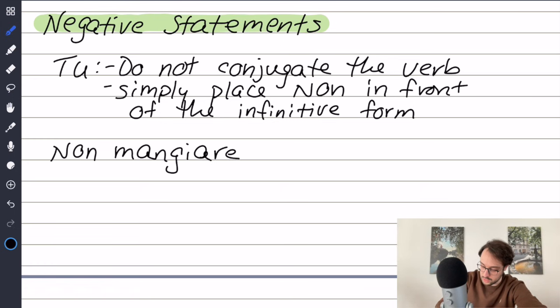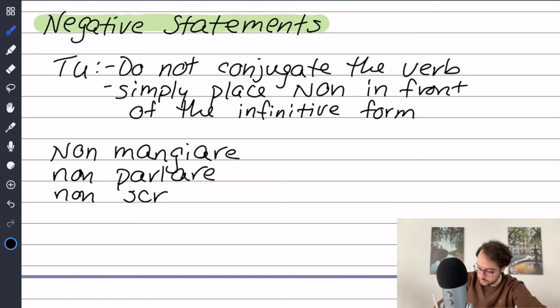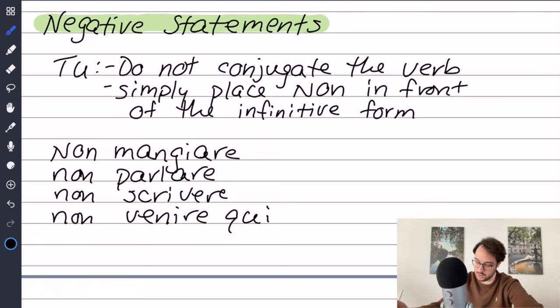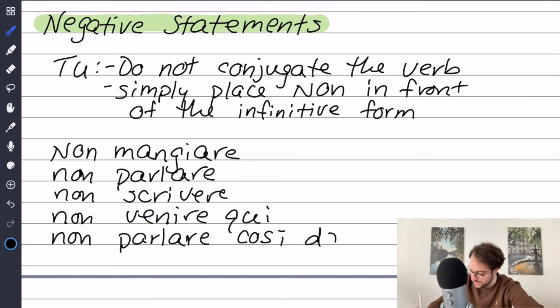You can say, non parlare. You could say, non scrivere. You could say non venire qui. You can say non parlare così. There you go. Non parlare così davanti a me. Davanti a me. Don't speak this way in front of me.